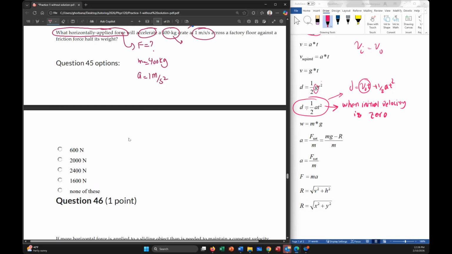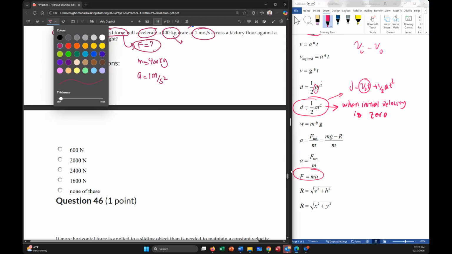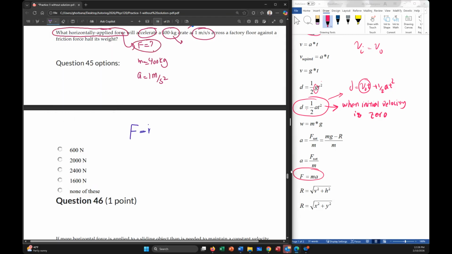So you see, while I'm reading, I'm getting some data: force, mass, acceleration. I don't have the force. I have mass and I have acceleration. Which formula can I use? There you go: F equals m times a.